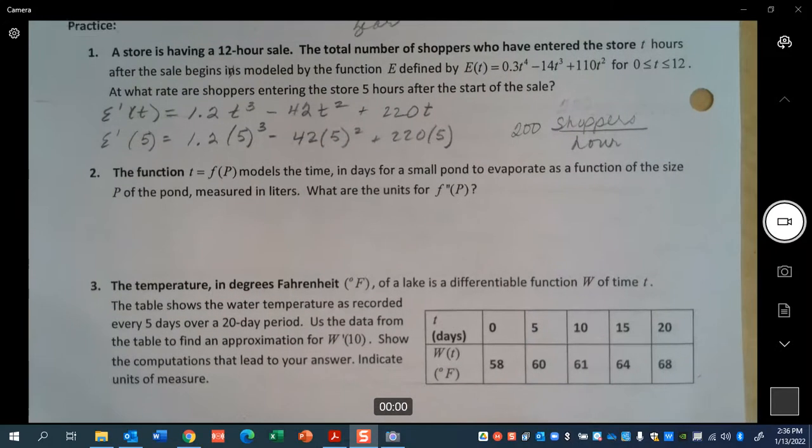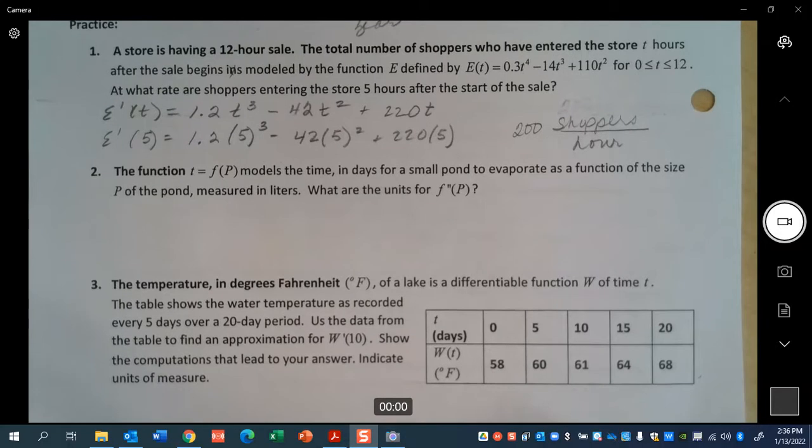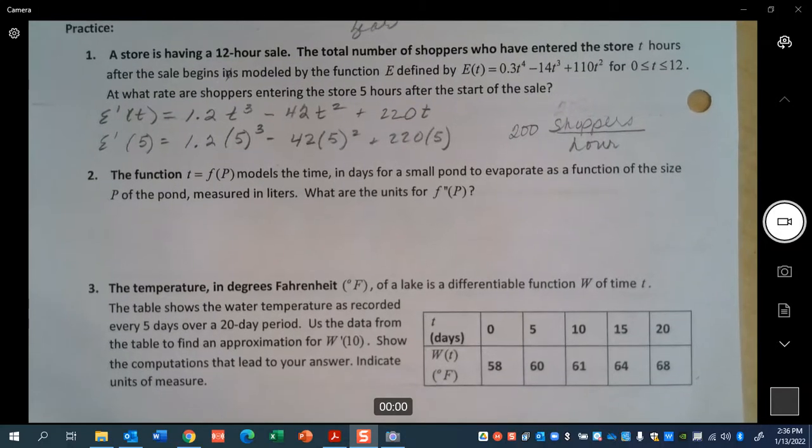Everybody okay with our store having the sale at 200 shoppers per hour? Because they're asking me for the rate, I needed to take the derivative. The rate at 5 hours. 5 goes in here. Here's the most important part. You want to make sure that you include your rate. So 200 shoppers per hour.